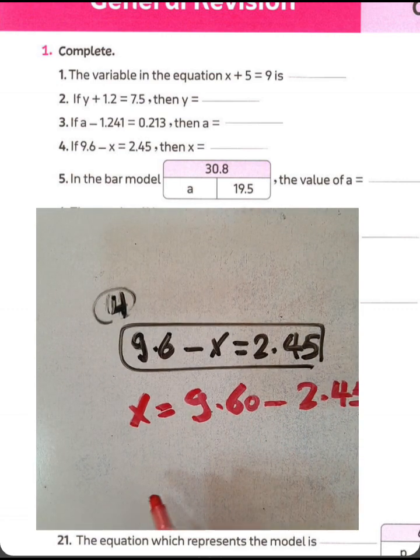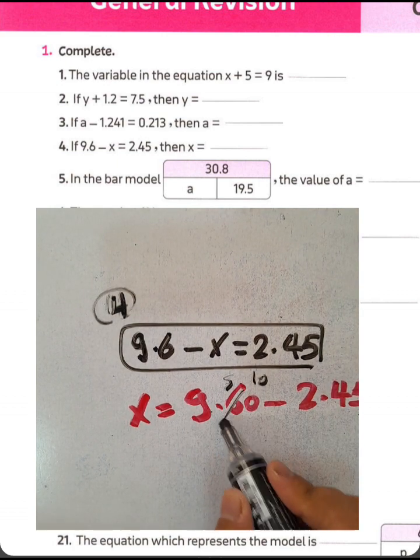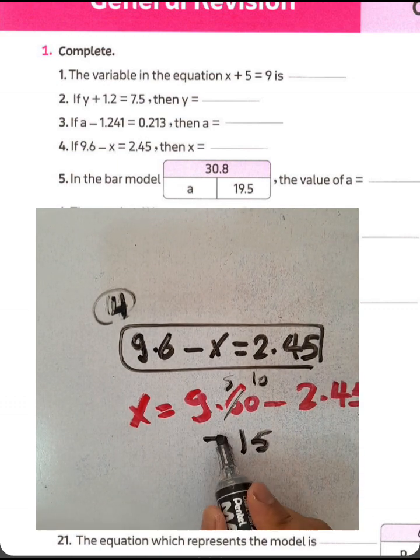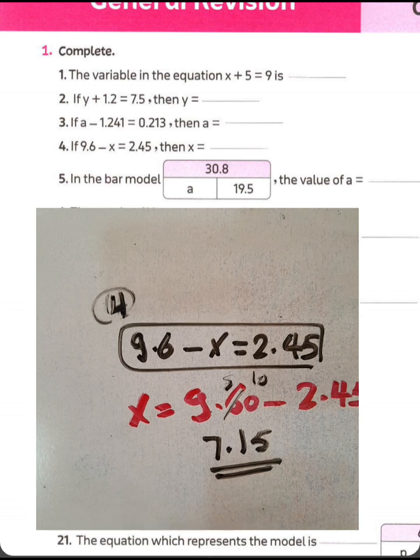We must put 0 here to find the difference. 0 minus 5, we can't do it. Borrow 1 from 6 here, it will be 5, and 0 will be 10. 10 minus 5 equal 5, and 5 minus 4 equal 1. 9 minus 2 equals 7. And the value of x here, about question number 4, it will be 7 and 15 hundredths.